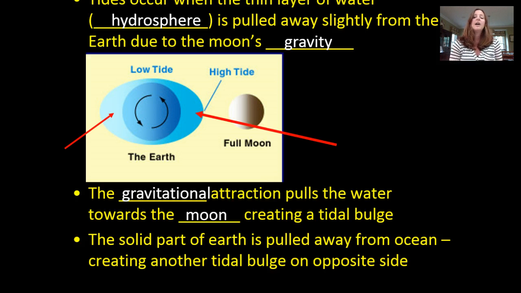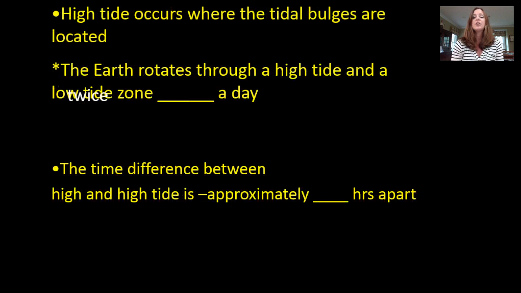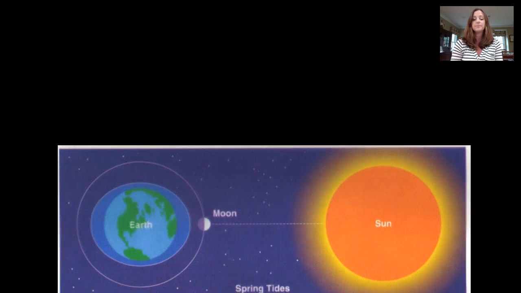So this picture demonstrates that, with the blue shaded area being the water, the hydrosphere. And you can see how in some locations of the Earth at high tide, the water actually gets pulled away, whereas at low tide, it gets brought a little closer. High tide occurs where the tidal bulges are located, and the Earth rotates through a high tide and a low tide twice a day. The time difference between high tide and high tide is approximately 12 hours apart, which means the difference between a high tide and a low tide is 6 hours.